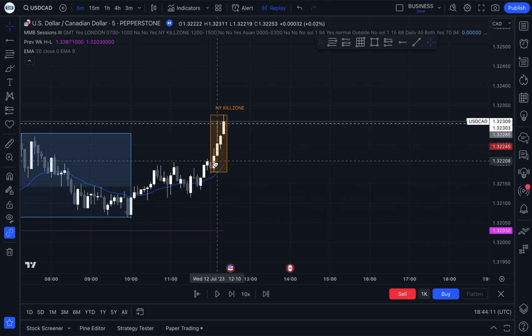So I'll be more interested if I see this above here, like this bull, bear, bull somewhere around here and closing above it. That's a go for me.